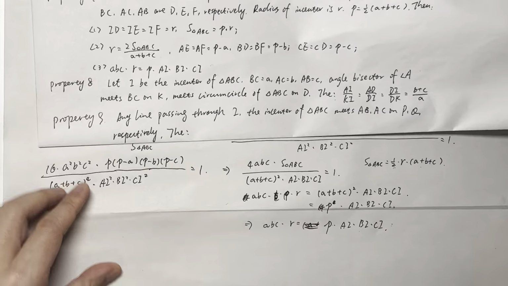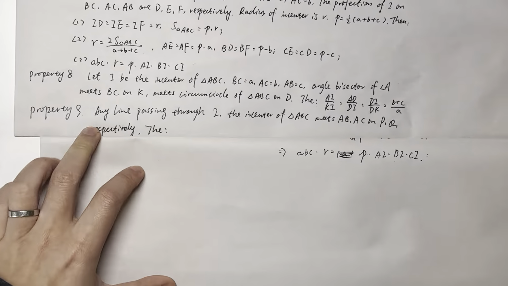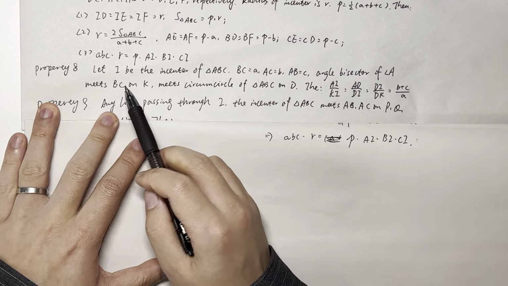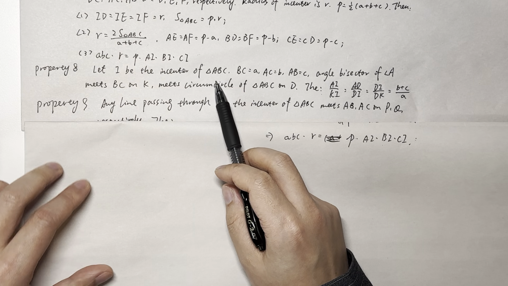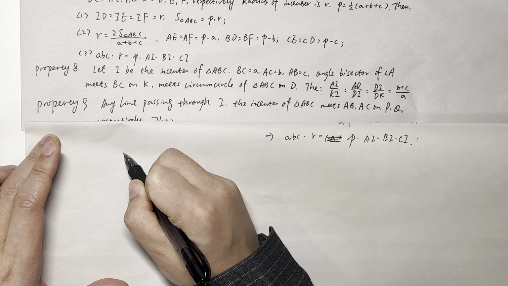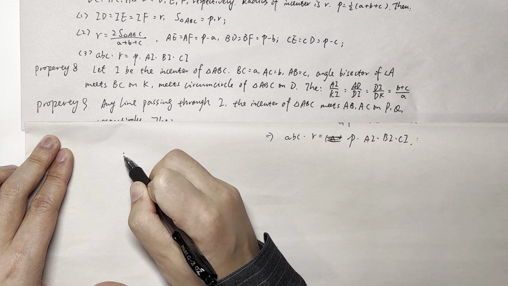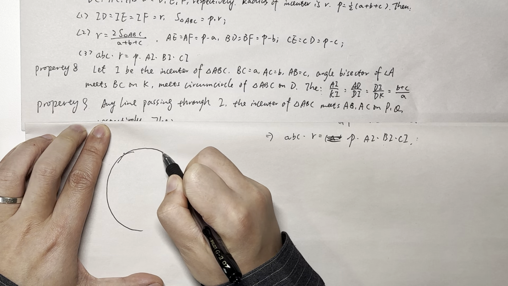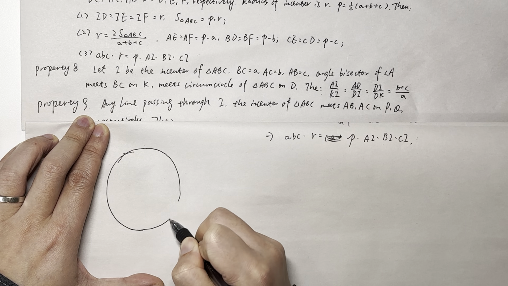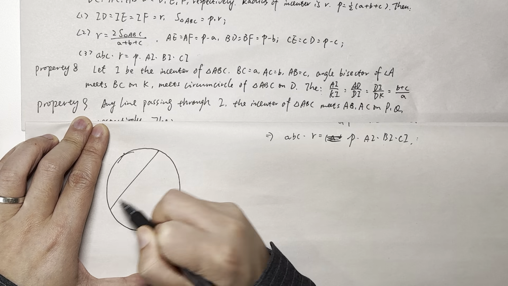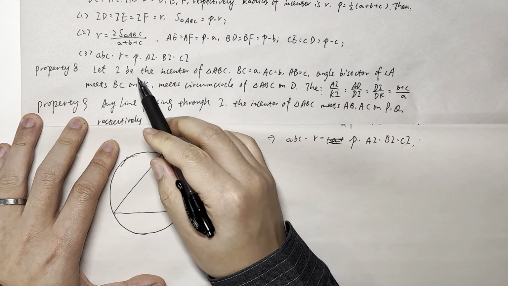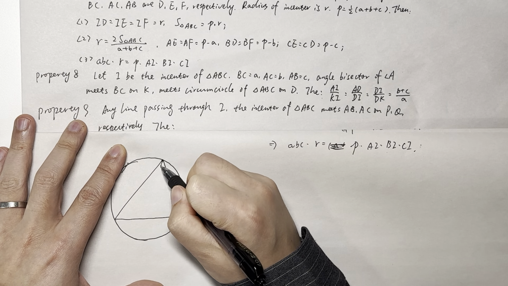Okay, so that's property 7. Let's check property 8. Property 8 is saying that let I be the incenter of triangle ABC. So let's just draw the figure. Let I be the incenter of triangle ABC.